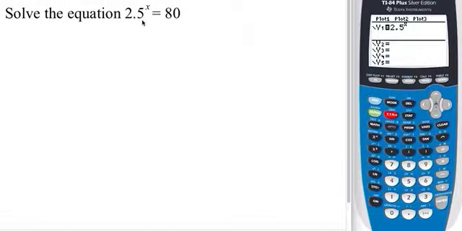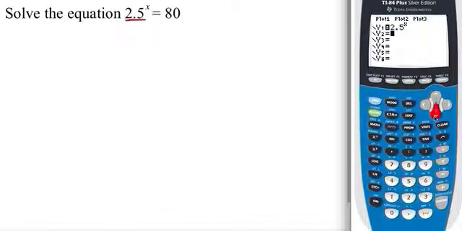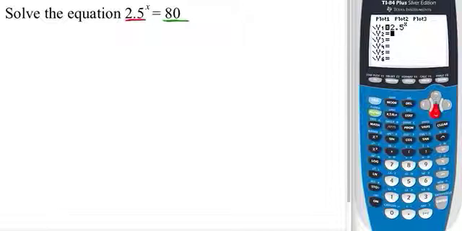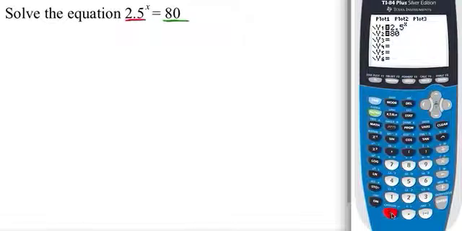So this is going right into my y1. Okay. In y2, I'm just going to put the other side of the equation. In this case, that's just this 80. So on one side I'm going to put 2.5 to the x, the other side I'm going to put 80, and then I'm going to graph it. But before I do that, I need to set my window. So once you do this, then go to Window, and we'll take a look at what the window might be.